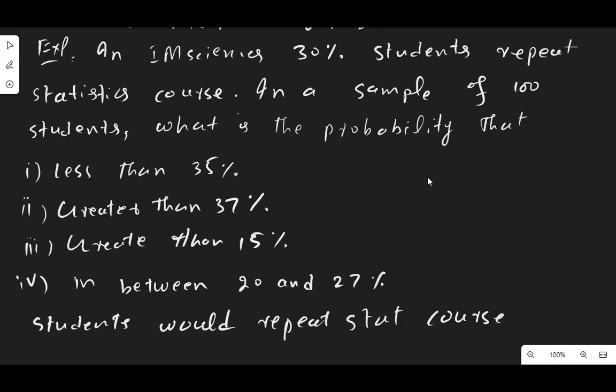There is a question. In IIM Sciences, 30% of students repeat the statistics course. In a sample of 100 students, what is the probability that less than 35%, greater than 37%, greater than 15%, and in between 20 and 27% of students would repeat the course?